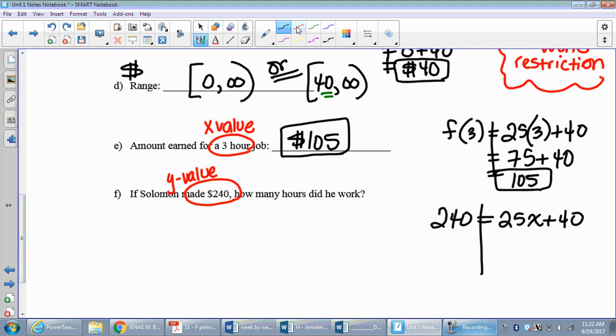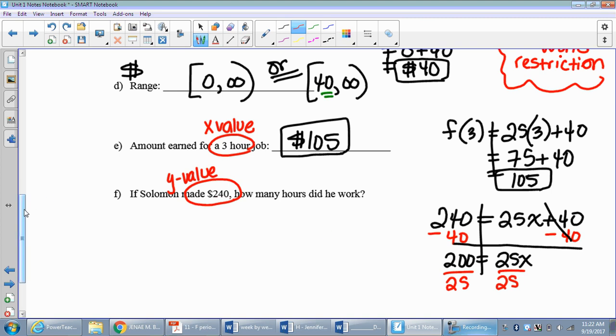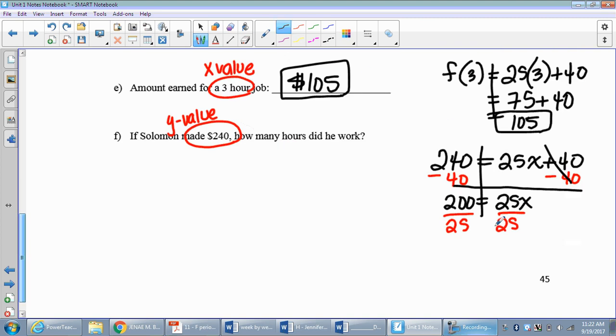Line down the equal sign. And now let's solve this two-step equation. Ask yourself, on this side of the equation where x is, is there something we could add or subtract? Well, I see a positive 40, so I'm going to choose to subtract 40 from both sides. We get 200 equals 25x. I will divide both sides by 25. And we get 200 divided by 25 is 8.